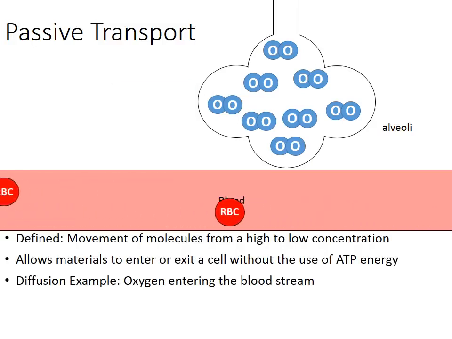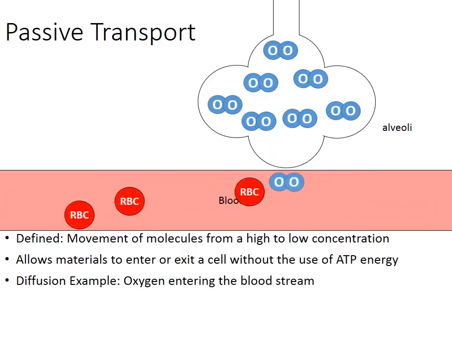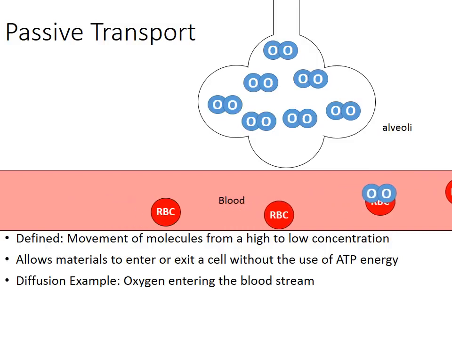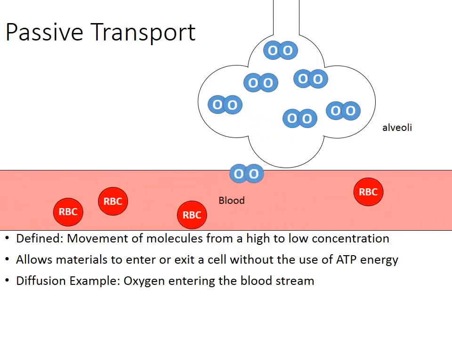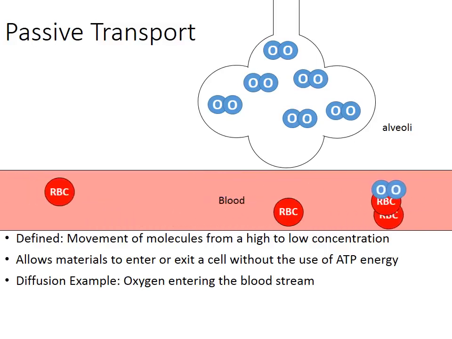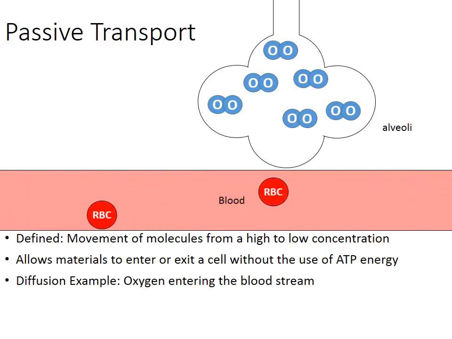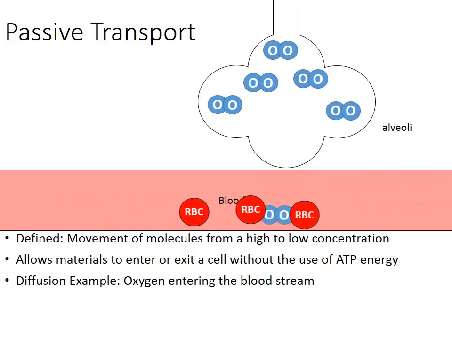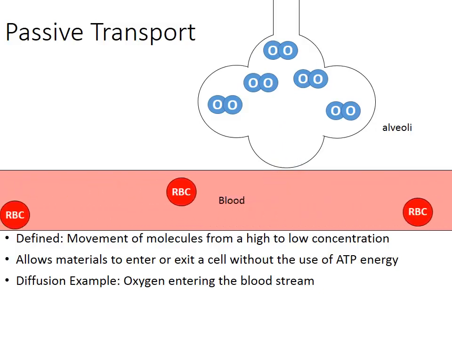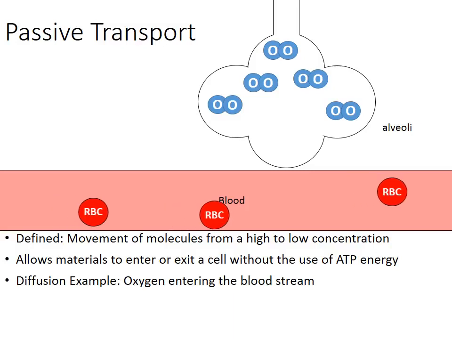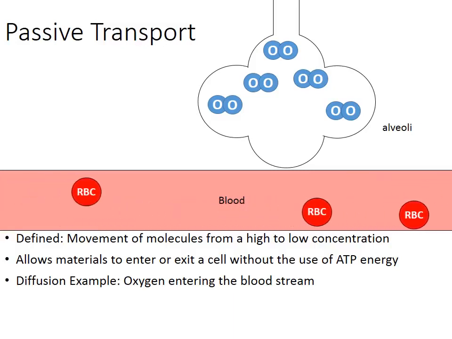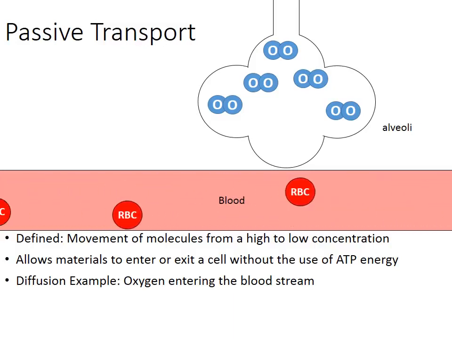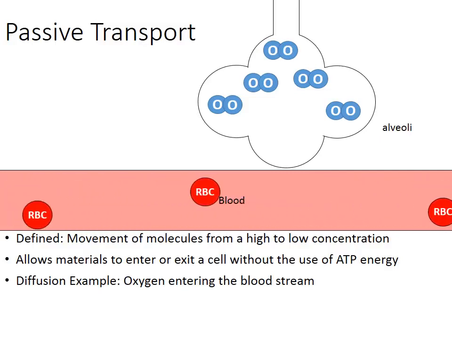So O2 is such a small molecule that it can actually pass through the layer of the alveoli and into the bloodstream when it's then picked up by a red blood cell. From high to low concentration, another oxygen molecule will slip through the alveoli and into the blood. And one more time, oxygen slips through, picked up by a red blood cell, and carried throughout the body. So this is diffusion, where molecules are really moving from a high to low concentration, and they're small enough where they can just pass through the outer layers.